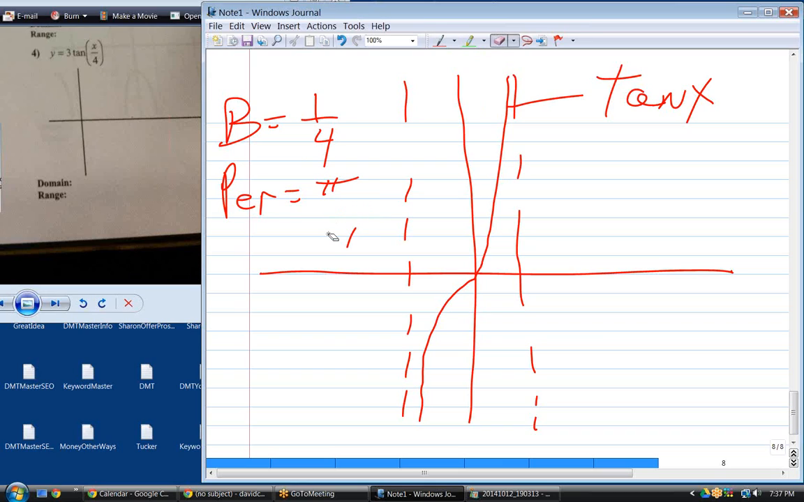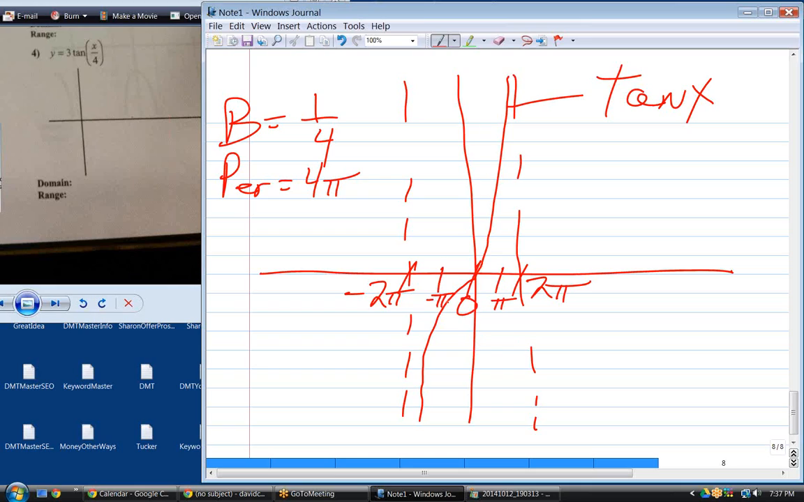Which means if my period is 4 pi, this thing has to go from what to what? What is that point and what is that point? -2 pi, 2 pi. Quarter it. Yeah, pi. Pretty easy to quarter. Now what's the effect of the 3? Almost have it.